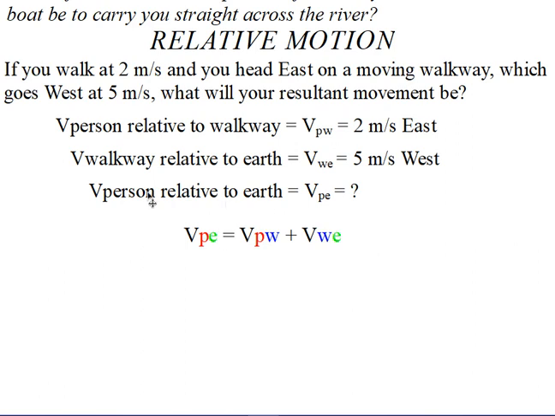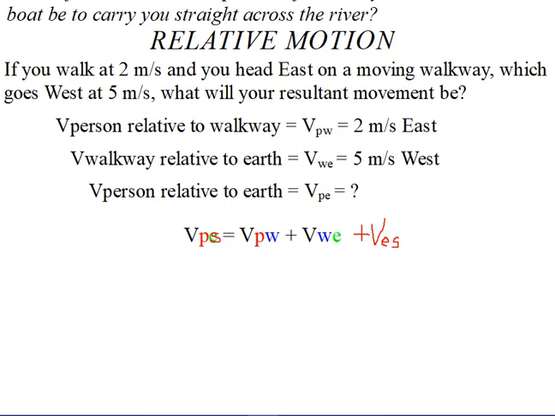maybe they also told you how the earth was moving relative to the sun. So you had the velocity of Earth relative to Sun, ES, and they wanted to know how the person was moving relative to the Sun. Then I would write out here the velocity of the Earth relative to the Sun. And this whole thing here would add up to the velocity of the person relative to the Sun.